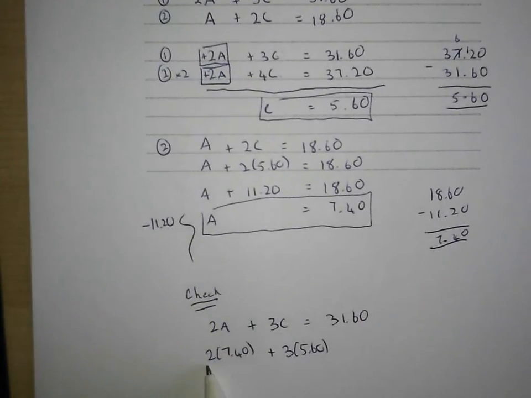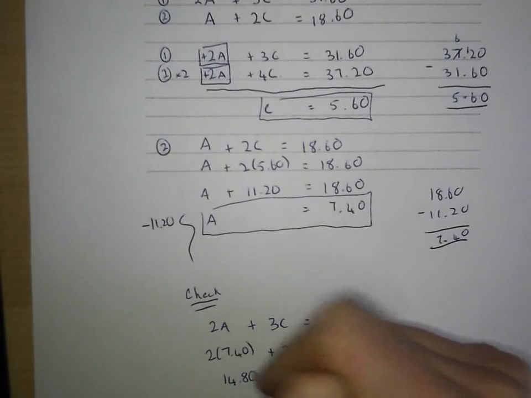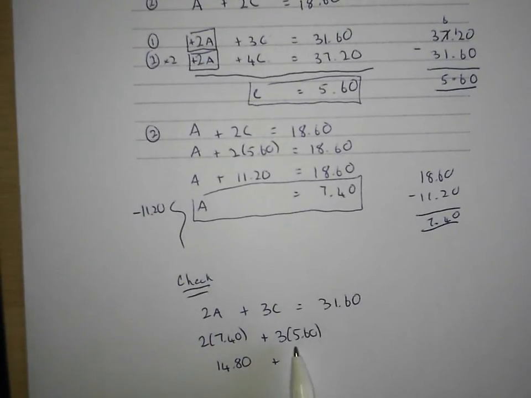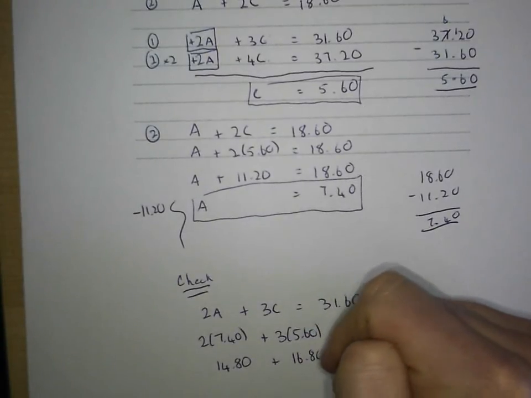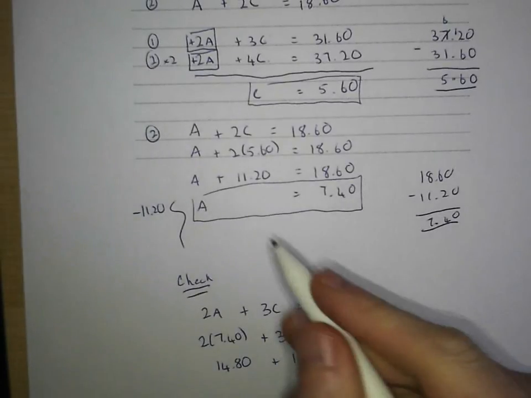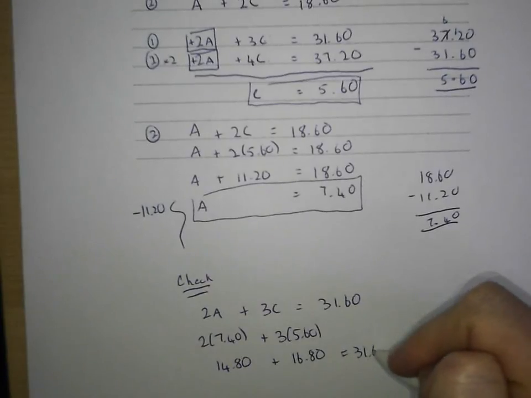So 2 lots of 7.40, 2 sevens are 14, 2 40s are 80, so that's going to be £14.80. 3 lots of 5.60. 3 lots of £5 is £15. 3 lots of 60 is 180. So I think that's £16.80. I'm really hoping this is going to work out. Let's add those two things together. We've got 14 and 16. That's £30. And we've got 80p and 80p, which is £1.60. £31.60. I've got it right.